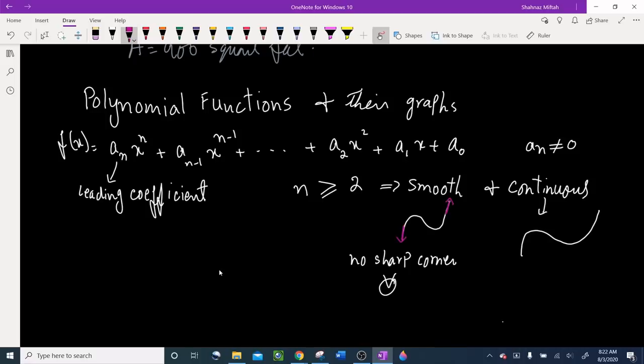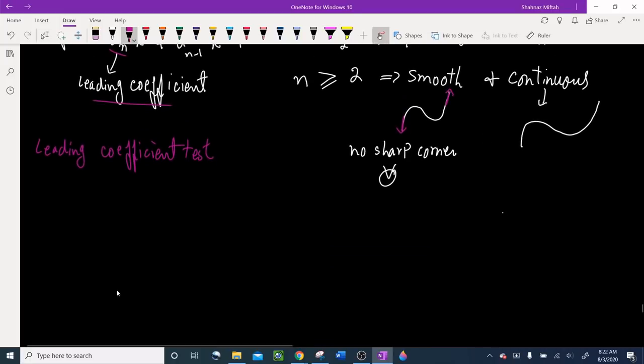Okay, so let's do the leading coefficient test. I'm going to write here leading coefficient test. And you guys know the leading coefficient that I have is an, right? This an is a leading coefficient. So I'm going to show you how, when you see the leading coefficient, you will see how the graph works.